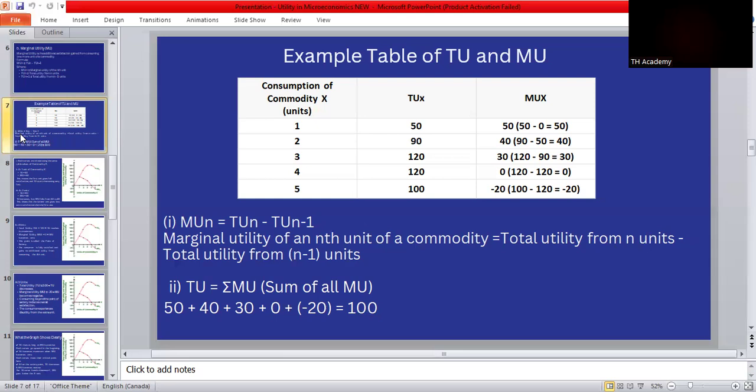So in short, marginal utility measures the extra satisfaction gained or lost by consuming one more unit. And we can easily find it by subtracting the previous total utility value from the current one. This helps us see how satisfaction changes as we consume more and why there is a point of maximum happiness.